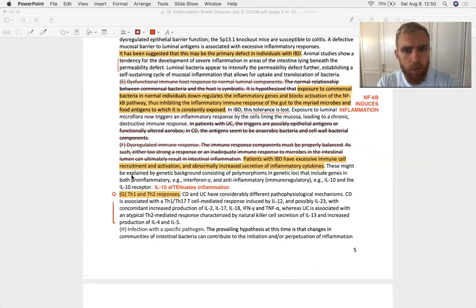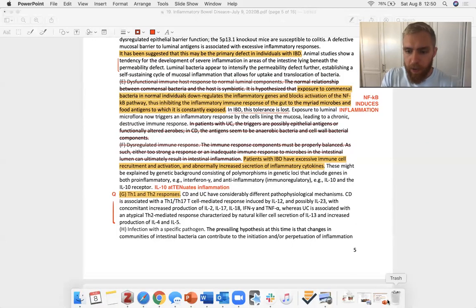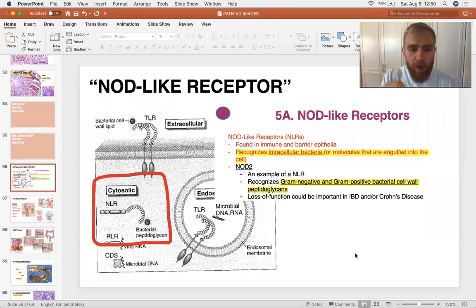Or if you don't have them at all, then maybe that promoter site's just constantly active. Another little blurb saying that exposure to commensal bacteria in normal individuals downregulates inflammatory genes. So what this essentially means is that whatever bacteria is in your gut normally, you've got a tolerance to, meaning this whole NOD-like receptor pathway that we just looked at does not activate whenever components or little pieces of commensal bacteria are presented to your immune cells. They're just going to say, oh, no, those are friendly. Nothing to see here. No immune response here.